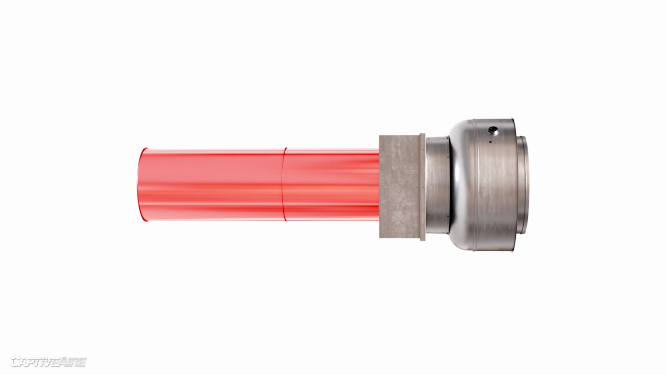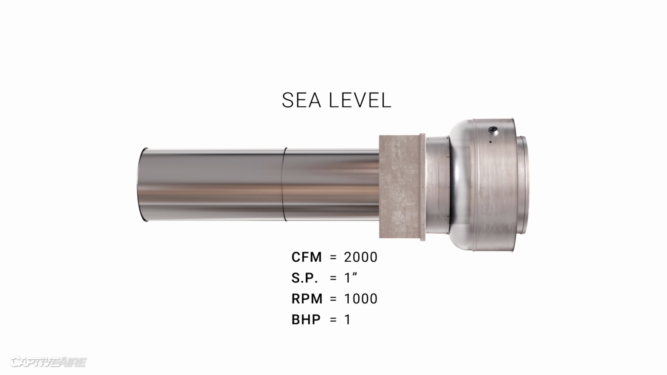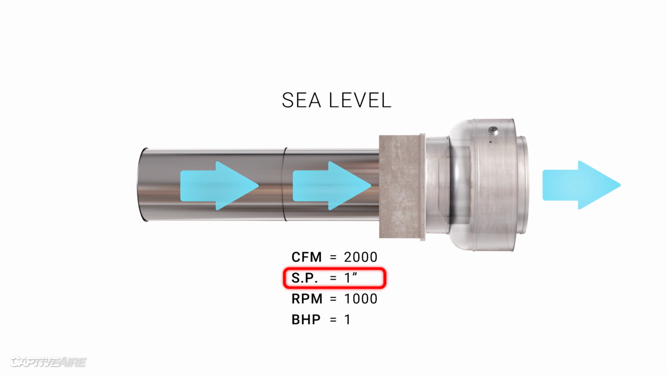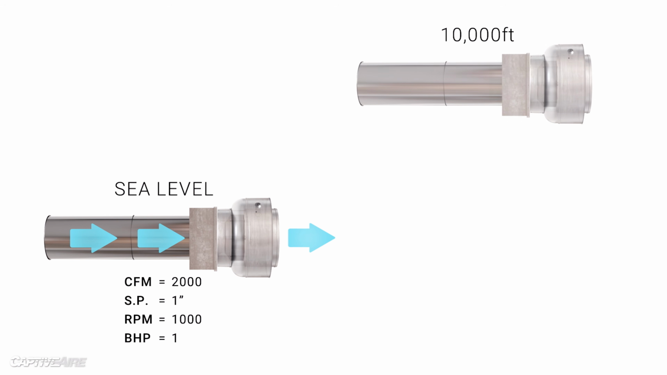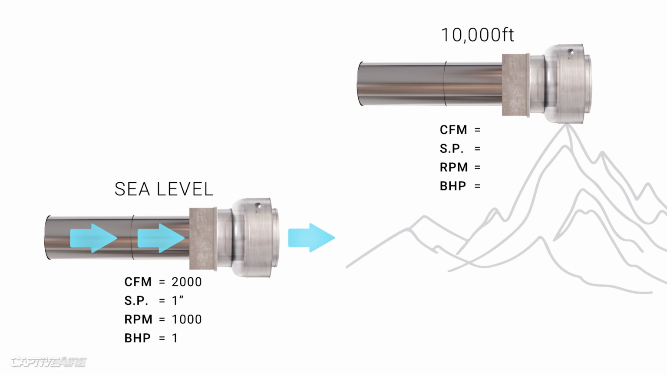Say we have a fan connected to this duct system, and at sea level we're moving 2000 CFM at 1 inch of static, spinning at 1000 RPM and consuming 1 brake horsepower. Okay, now if we take this setup and put it on top of a mountain at 10,000 feet, what will happen? Let's say we set the fan up so that we're moving 2000 CFM again. How much static pressure will be developed?